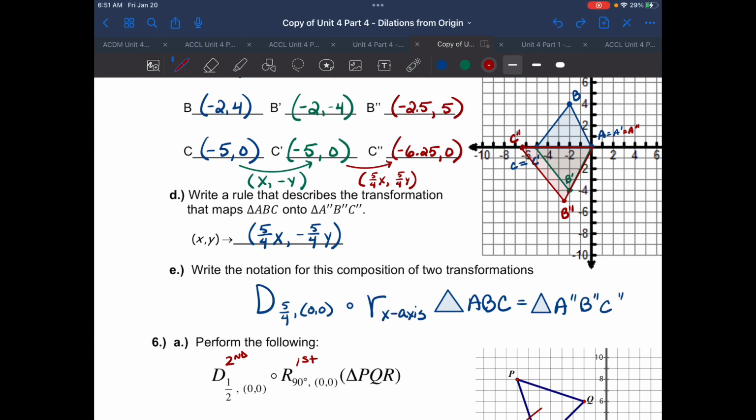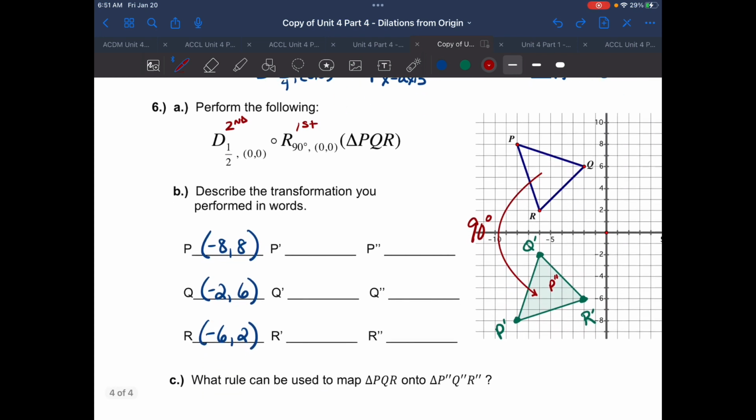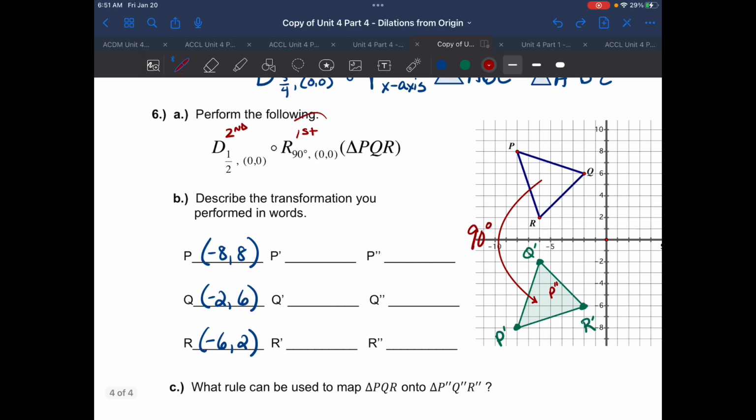Okay. All right, let's finish this up. Down below, we're supposed to do two things: rotate 90, dilate by 1/2. So what I'd like you to do is tell me some of your coordinates here, right? If we're going to rotate 90, first of all, what rule do we use? We're going to do (-y, x). So where would point P end up?